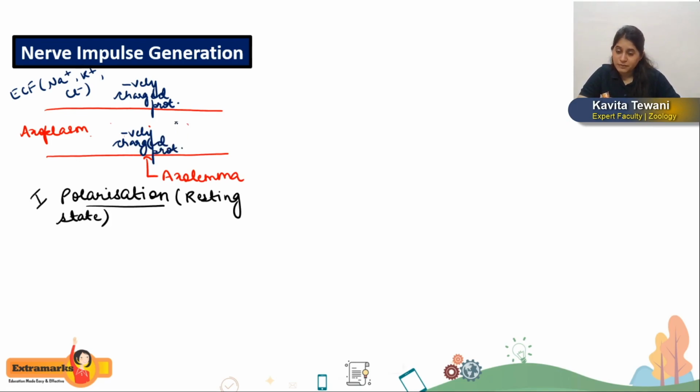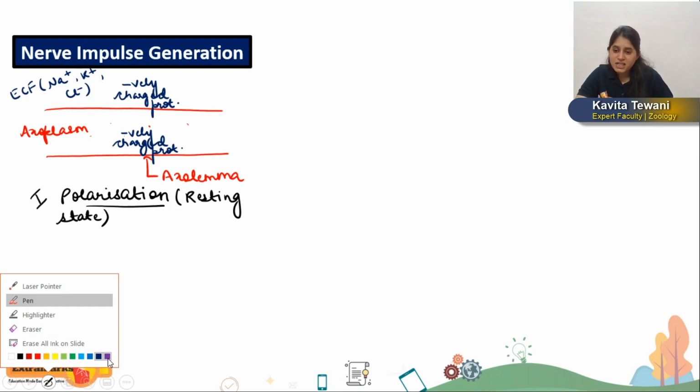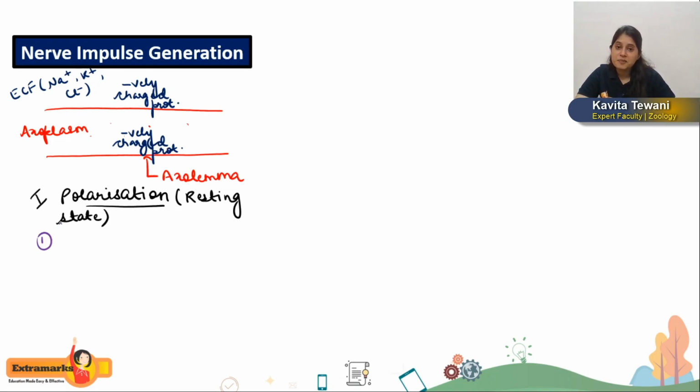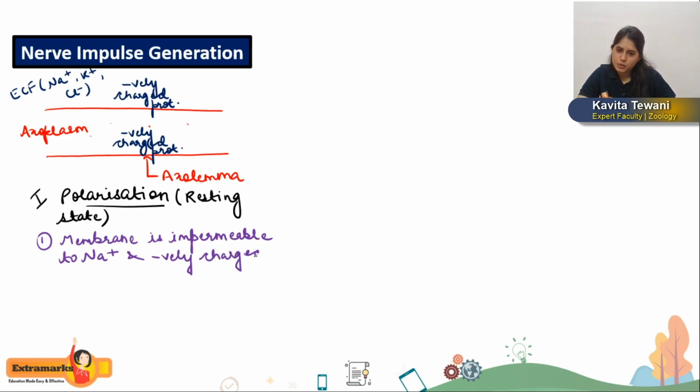Now listen very carefully. When we talk about this membrane, the axolemma, the very first point says that this membrane is impermeable to Na+ and negatively charged proteins. Impermeable means inability to pass through. So you want to say that this membrane will not allow Na+ to either enter or go out? Absolutely correct. Na+ is present in extracellular fluid in high concentration, and the membrane will not allow Na+ ions to get in, and it will also not allow negatively charged proteins either to come in or to go out.